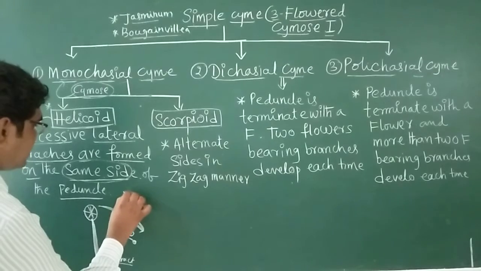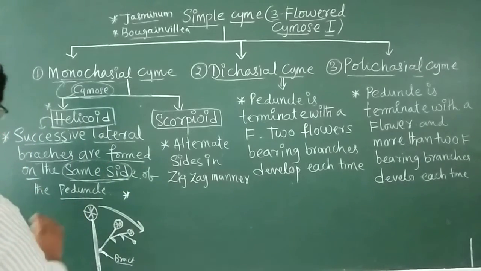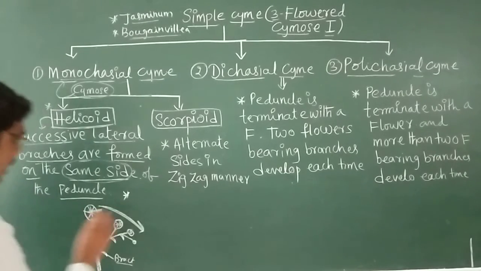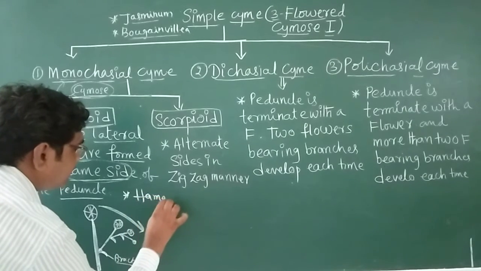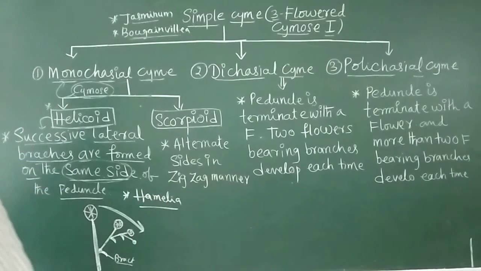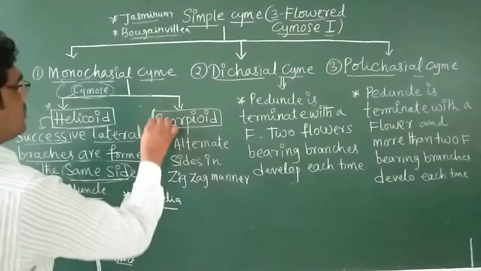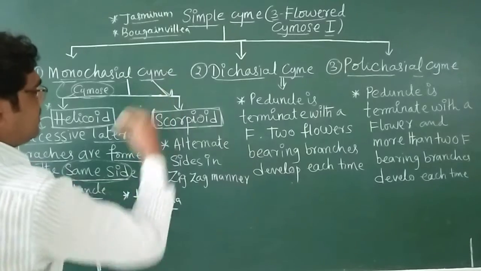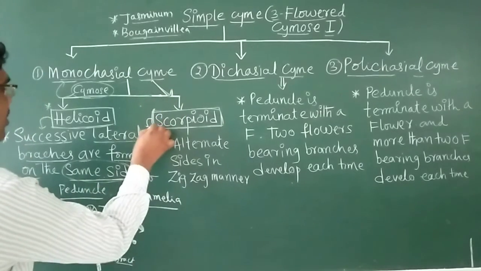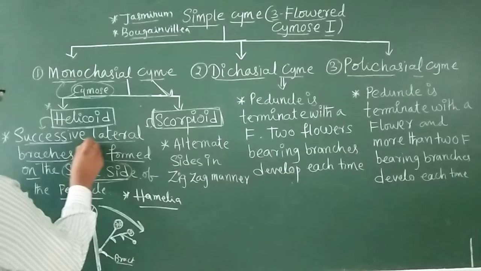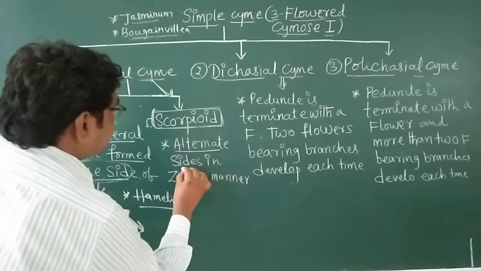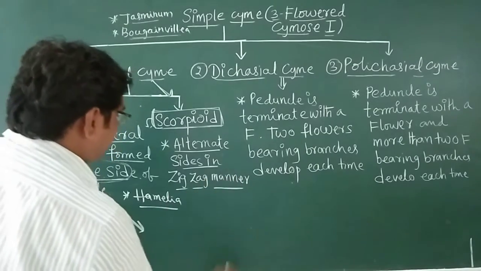So what is the example for the helicoid monochasial cyme? Hamelia is the example for the helicoid cyme. Hamelia. Okay? So this is the example. Next, scorpioid monochasial cyme. In this scorpioid monochasial cyme, successive lateral branches are formed on alternate sides in a zigzag manner.